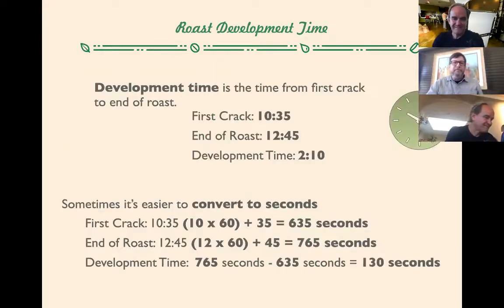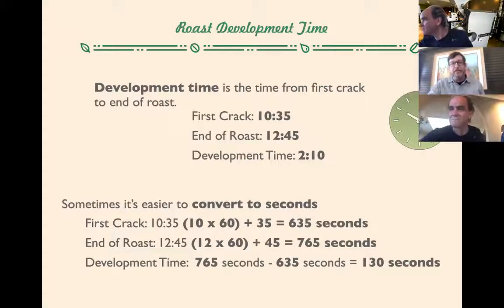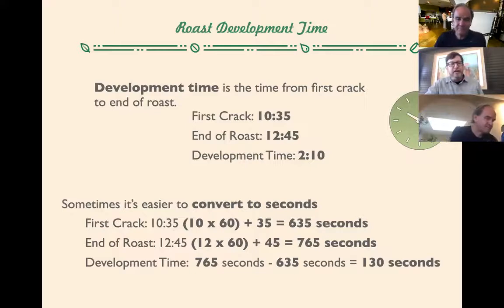Go ahead, Willem. And how do you calculate this? I mean, it's pretty straightforward. If your numbers are nice, like in this example, it's just the time from first crack to the end. So 10:35 to 12:45 is 2 minutes and 10 seconds. But often, and especially when you get to expressing this as a percentage of the total roast, if you're not using a profiler like the Giesen profiler or some of the other tools, you need to do it manually. And the best way to do that is to convert everything to seconds. So just multiplying the minutes by 60 and then adding the seconds gives you that formula.